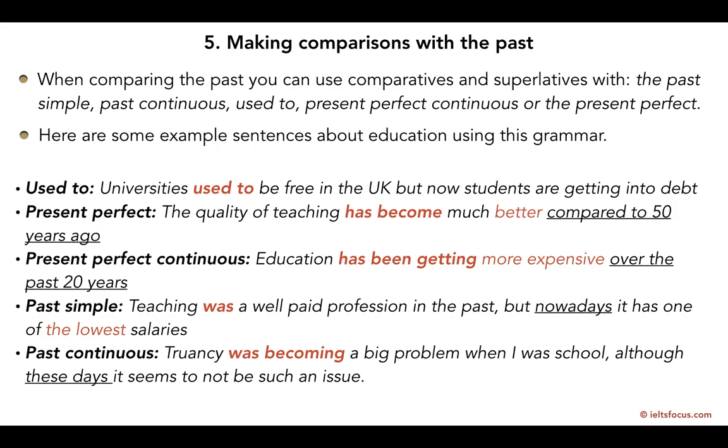The quality of teaching has become much better compared to 50 years ago. So I'm using the phrase compared to a time in the past. And I've got the present perfect and a superlative there. Present perfect continuous: education has been getting more expensive over the past 20 years. Past simple, pretty straightforward: teaching was a well-paid profession in the past, but nowadays, so nowadays indicates now, recently, it has one of the lowest salaries. So again, I'm using a superlative. Well, past continuous: truancy was becoming a big problem when I was at school, although these days it seems to not be such an issue.